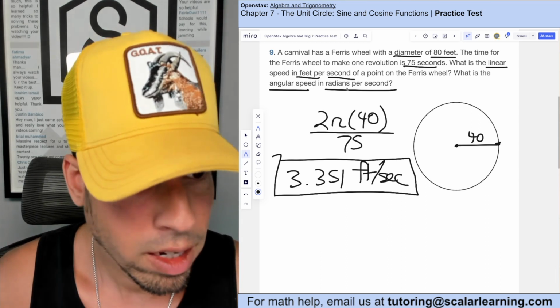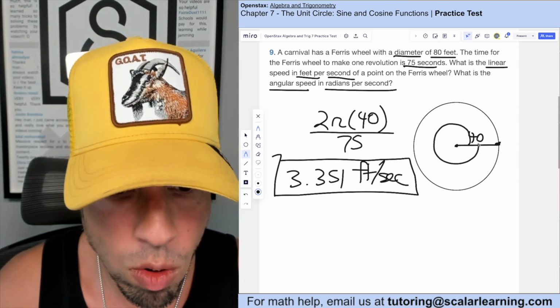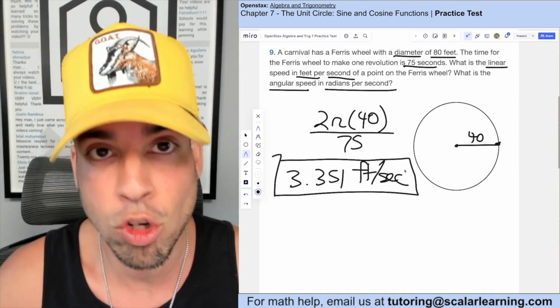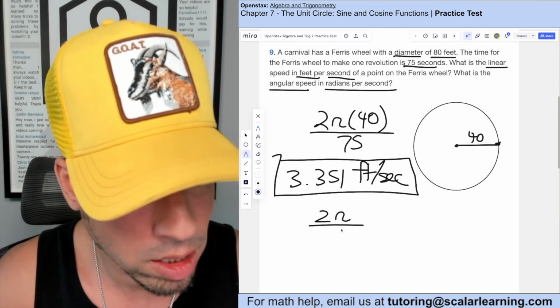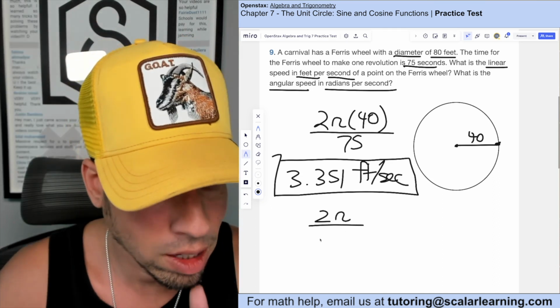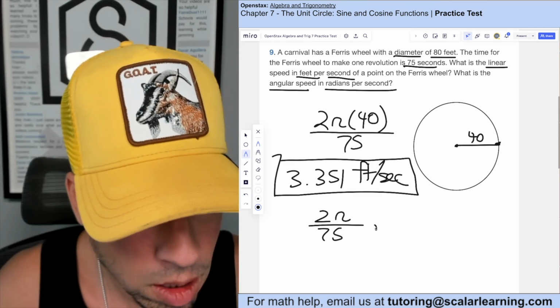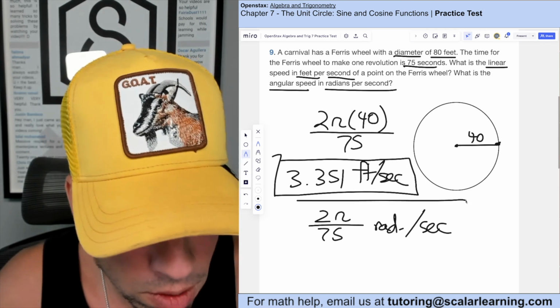Now, if we want the angular speed in radians per second, the question is, how long does it take to go all the way around in a circle? Well, in radians in this case, sorry, it's 2 pi. Degrees would be 360. But in this case, it's just 2 pi radians. And then it's radians per second. So again, it's taking 75 seconds to go the full distance. So it'd be radians per second right here, 2 pi over 75. So that's how you do it.